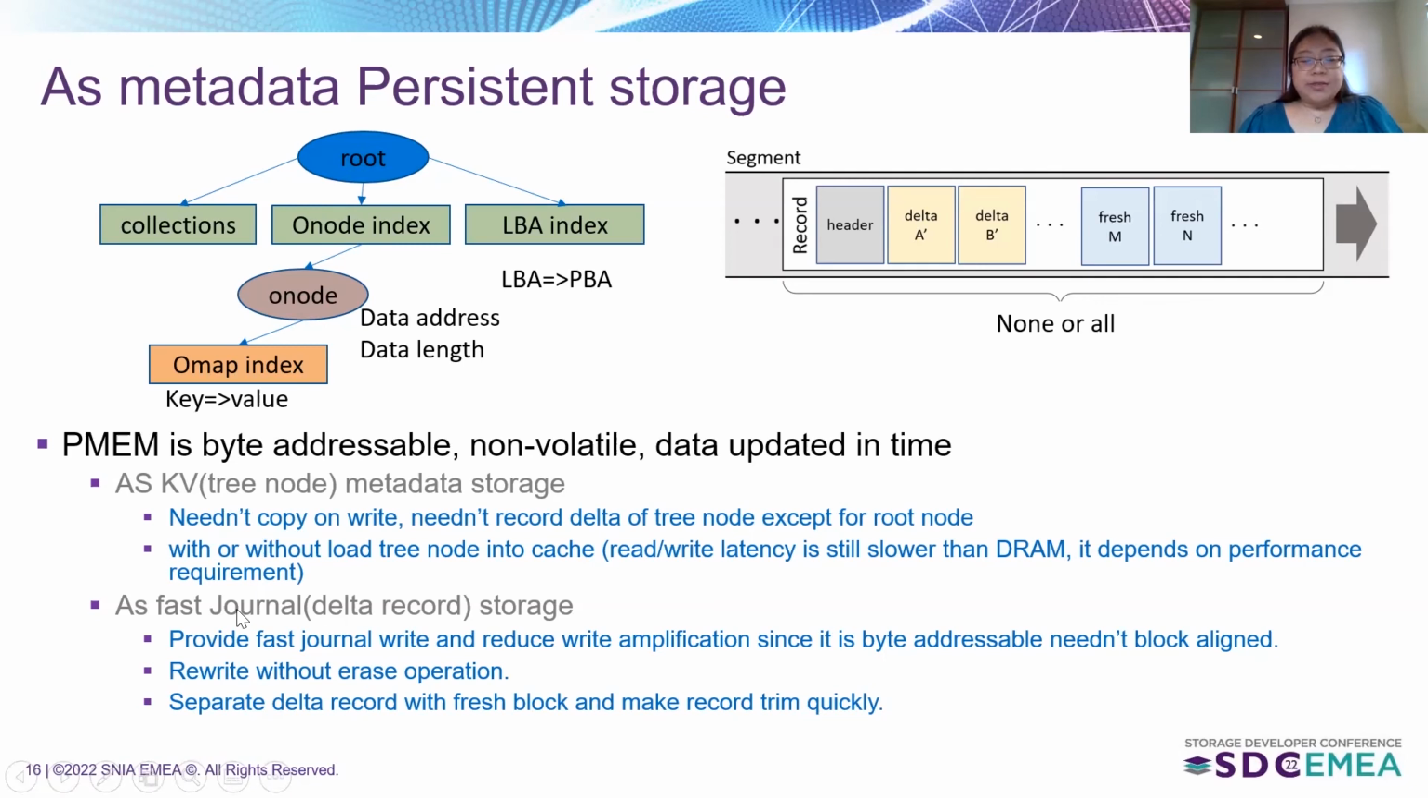Another situation is as a faster journal. The journal is the record data storage. It provides faster journal writes and reduces write amplification. Since it is byte addressable, we needn't do block alignment. Currently, when we write to the SSD segment, we have to align the data to a block size, so that will introduce write amplification. But for writes to the PMEM, we needn't do block alignment. It is byte addressable. Rewrite without erase operation also reduces the write amplification. And it separates the data recorder with fresh blocks and makes the recorder trim quickly.